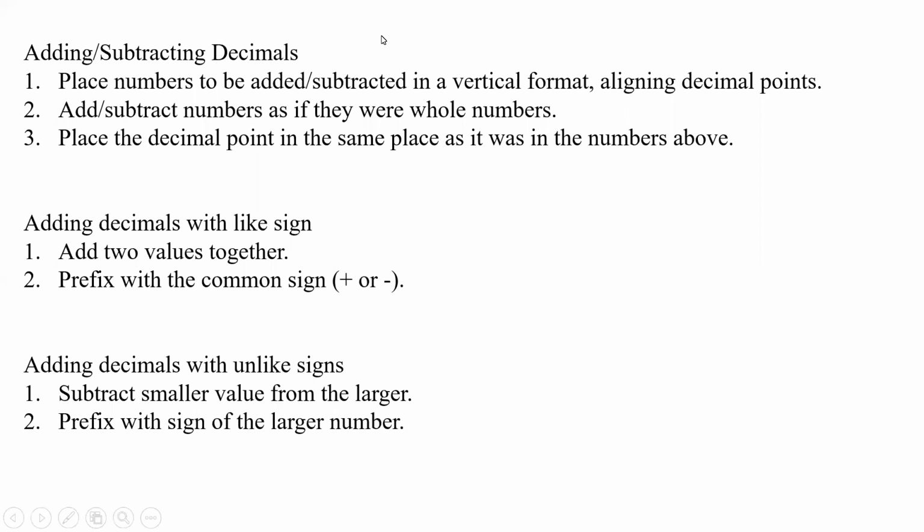Now, when we add decimals with like signs, basically just add the two values together and prefix it with a common sign. So if you add two positives, it's positive. If you add two negatives, it's negative. Now, when you add decimals with unlike signs, basically we're going to subtract the smaller value from the larger and then prefix the sign of the larger number. So if you have a larger positive and you subtract off a negative, then it's going to be a positive. But if you have a larger negative and you subtract off a positive, then the final answer is going to be negative. So let's look at some examples here and kind of follow through with what we've done.